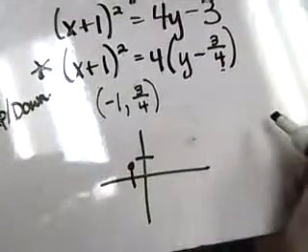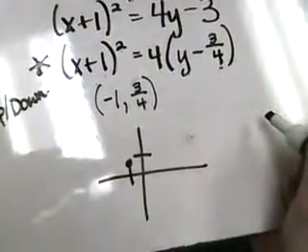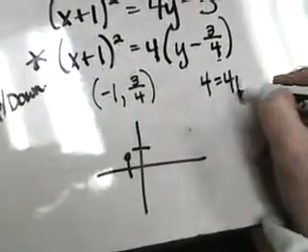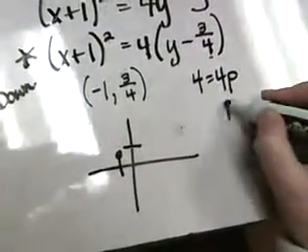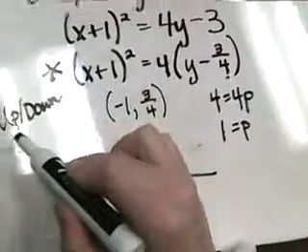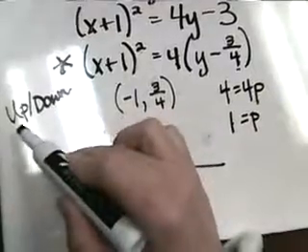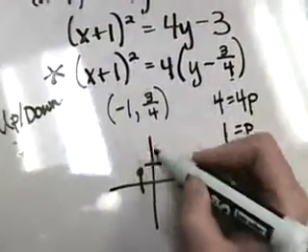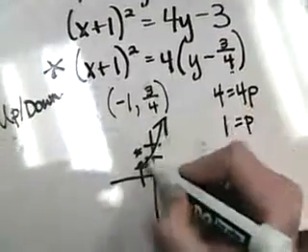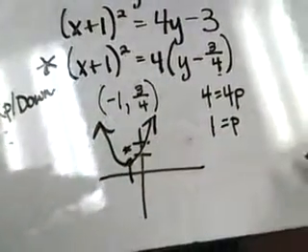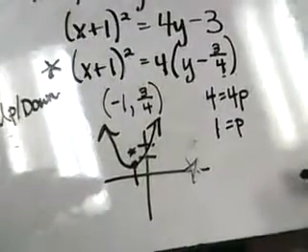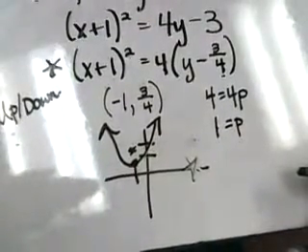Then it says, find P and plot the focus. So we set that 4 equal to 4P. Well, that's an easy one. P equals 1. It's a +1, and this is supposed to open either up or down. Since it's a positive, it's going to open up. So I go up one spot. There's my focus. Swallow it up. There's my graph. So there's an example of a parabola.